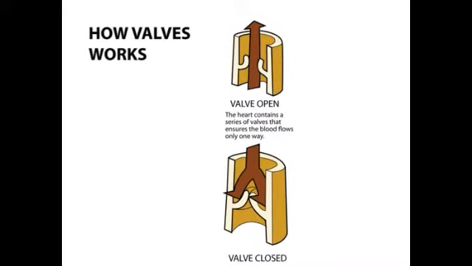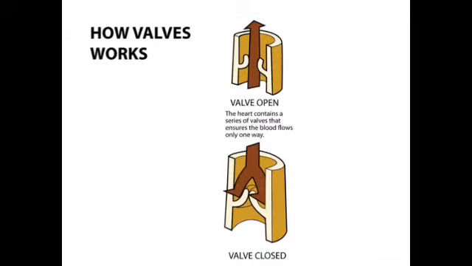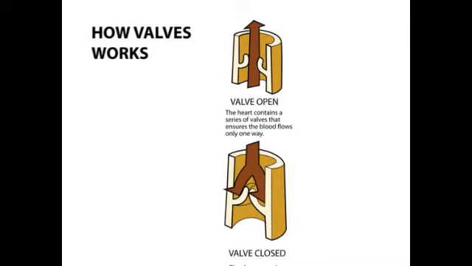Your arteries contain oxygenated blood. The exception to this is the pulmonary artery. The pulmonary artery takes deoxygenated blood from the heart to the lungs.